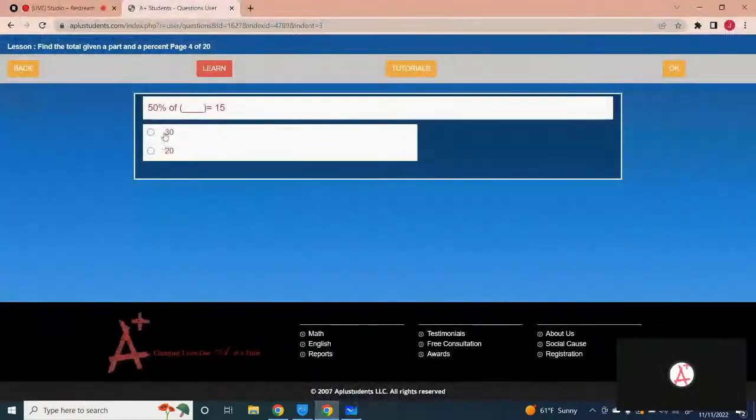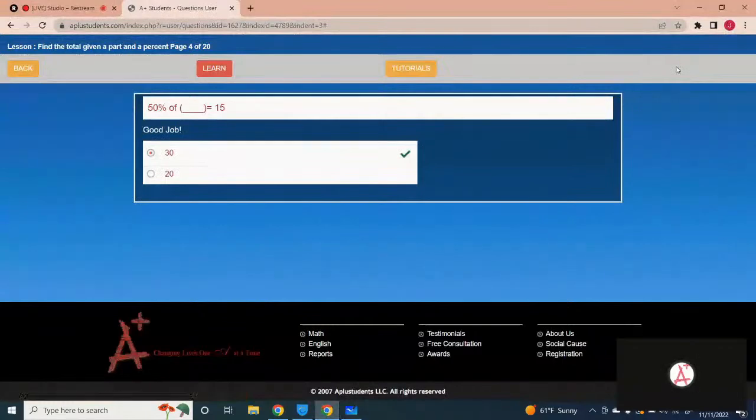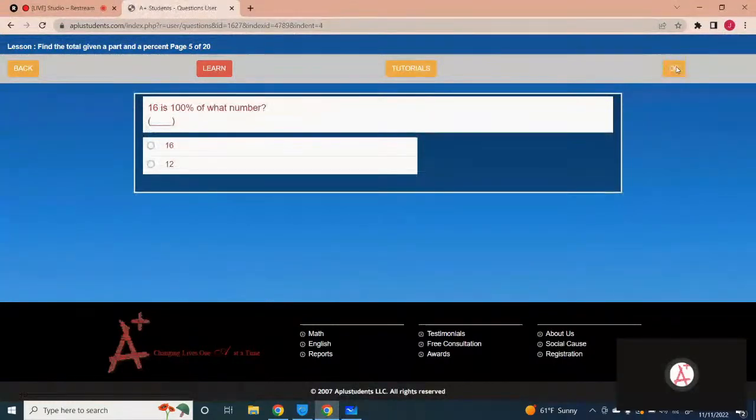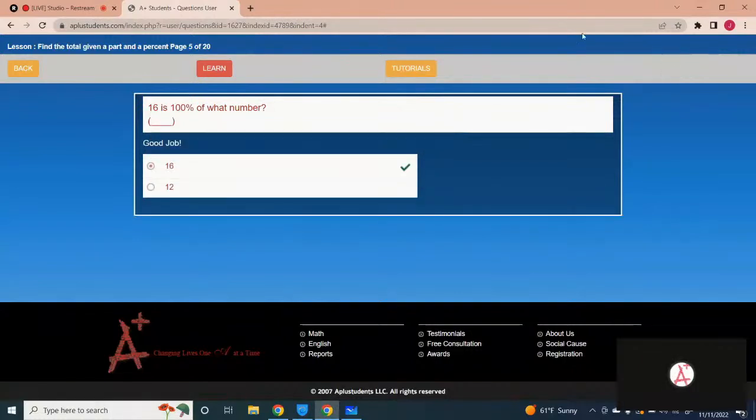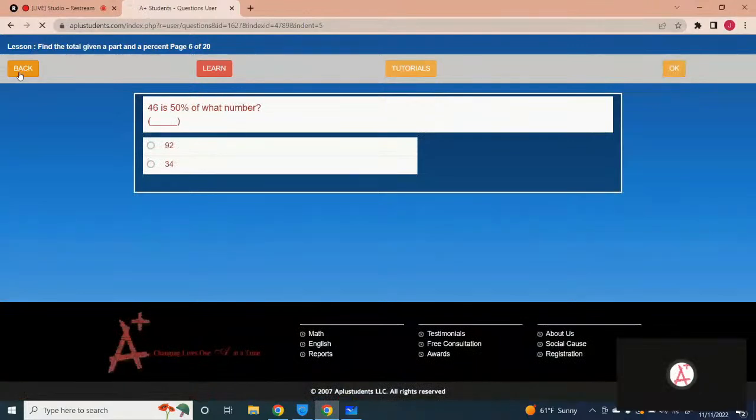Select the correct option and click on the OK button. Okay, the next one is: 16 is 100% of what number? So again, 100% means the entire number, the complete number. So 16 is 100% of 16. Got it? Just select the correct option, then click on the OK button. You can complete the test by yourself later today. Let's move on to the next topic.